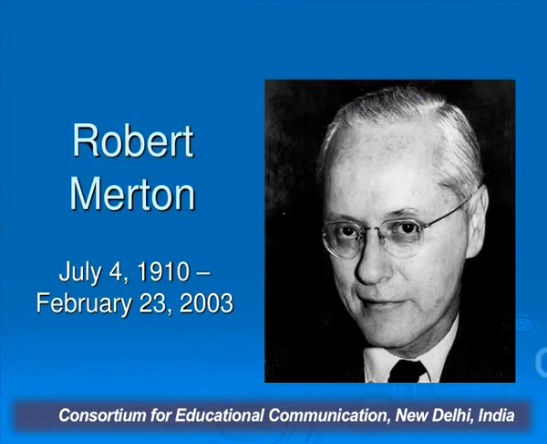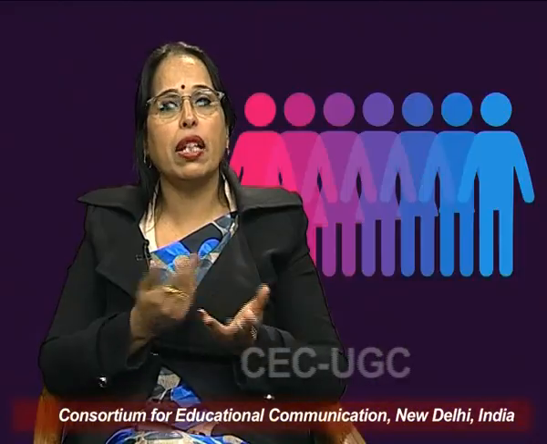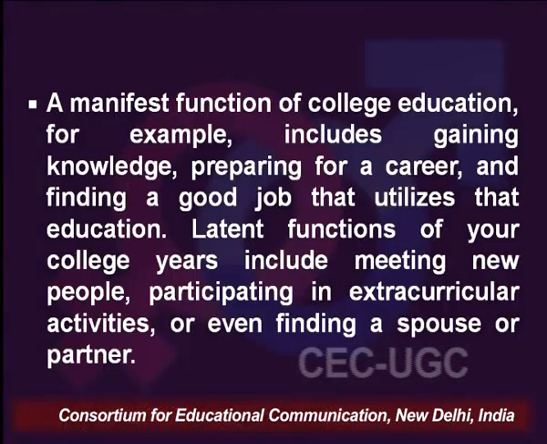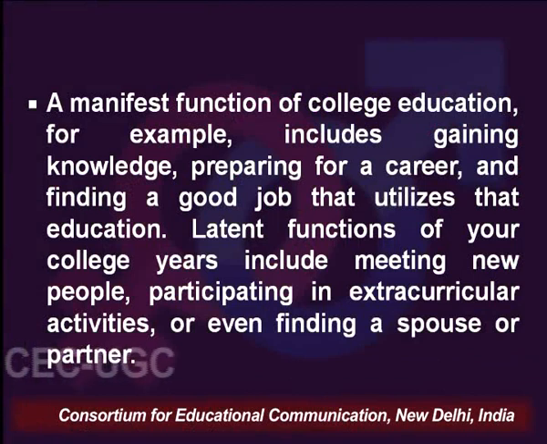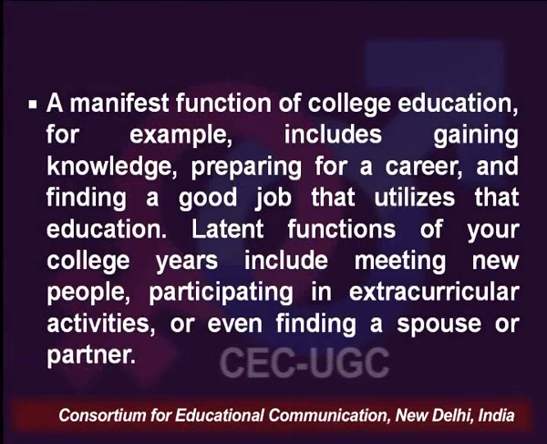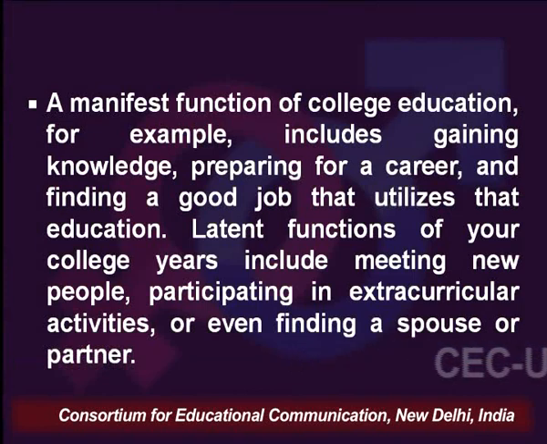Another structural functionalist we should talk about is Robert Merton. He pointed out that social processes often have many functions. Manifest functions are the consequences of social processes that are sought or anticipated, while latent functions are unsought consequences of social processes. For example, the manifest function of college education is getting the degree, and what about the latent function? The latent function of the college years is that we get a chance to meet new people, we get a chance to experiment with gender, we get a chance to participate in extracurricular activities, and even find a spouse or a life partner.